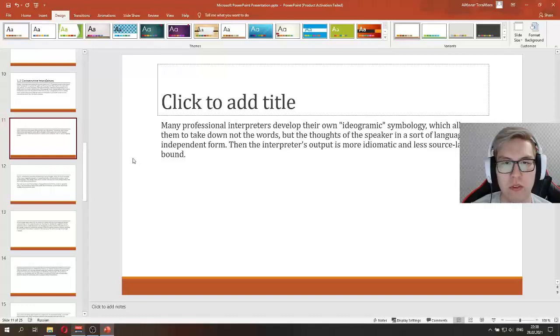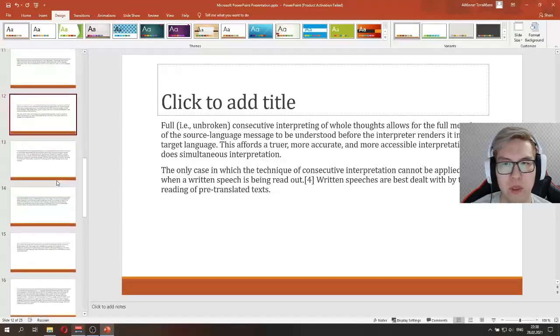Many professional interpreters develop their own ideogrammic symbology, which allows them to take down not the words, but the thoughts of the speaker in a sort of language-independent form. Then the interpreter's output is more idiomatic and less source language bound. Full or unbroken consecutive interpreting of whole thoughts allows for the full meaning of the source language message to be understood before the interpreter renders it in the target language.